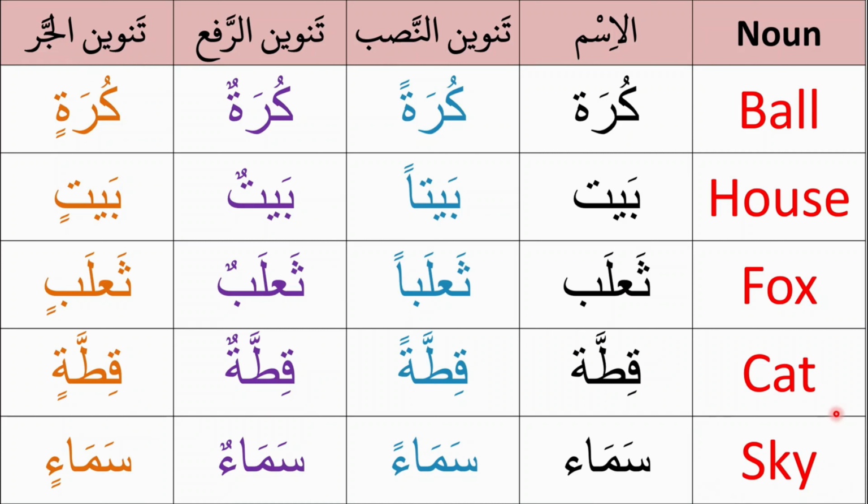The last word is sky, which means سماء. Here, the word is ending with alif and hamza, so that helps me predict that I need to put this tanween directly above hamza. I don't need any assistant alif because the word is already ending with alif and hamza. So with tanween al-nasb, it will be سماءً. Tanween al-rafa' سماءٌ. And tanween al-jar سماءٍ. Hopefully you got them all correctly. If not, you can keep practicing and that will improve your ability to know the tanween in all three types.